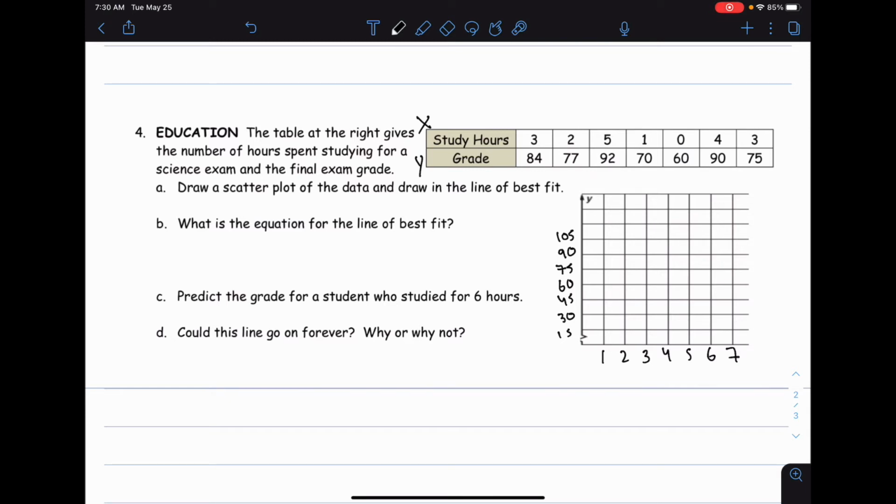For 1, it is 70, so 70 is like right here. For 2, it is 77, that is right here. For 3, it is 75 and 84. That is right there. So 75 and then 84. For 4, it is 90. For 5, it is 92. So this is the line. For 0, it is 60.